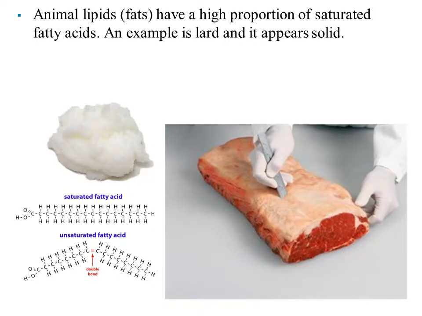In animals, the fats tend to have a high proportion of saturated fatty acids. This will make the animal fat appear solid. An example of a solid fat that was achieved from animals is lard. It is a solid lipid.